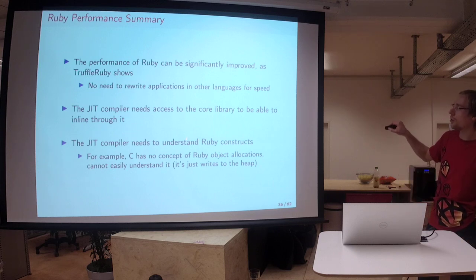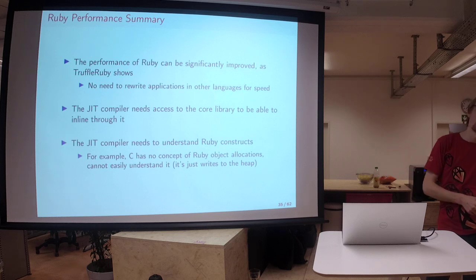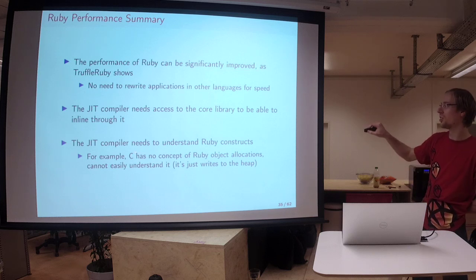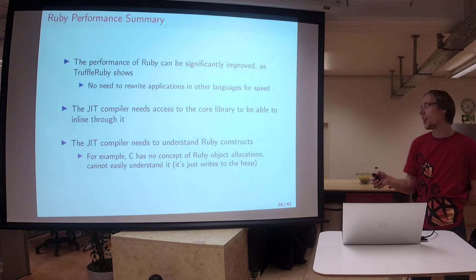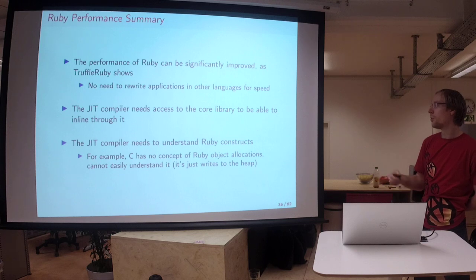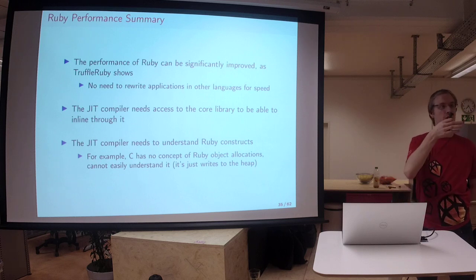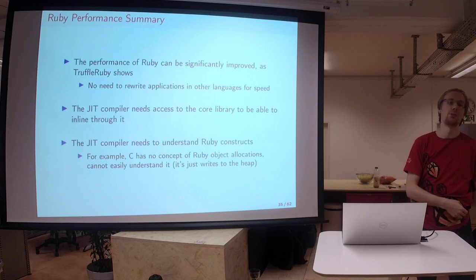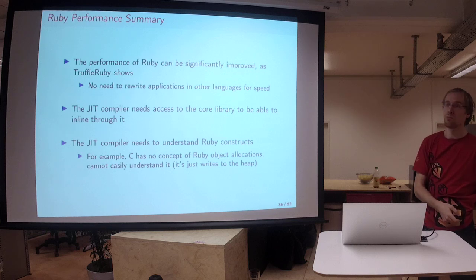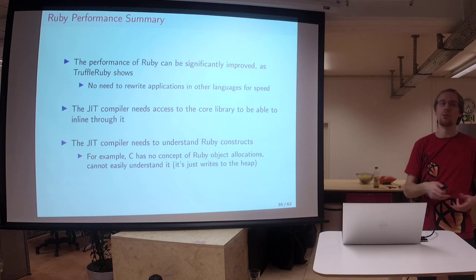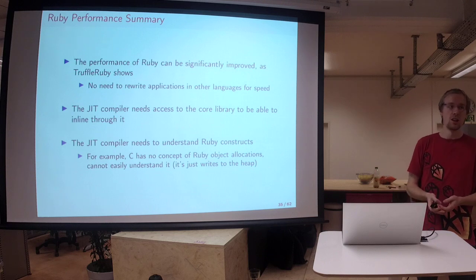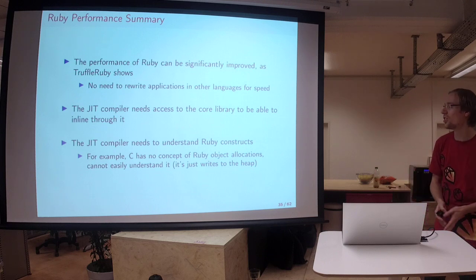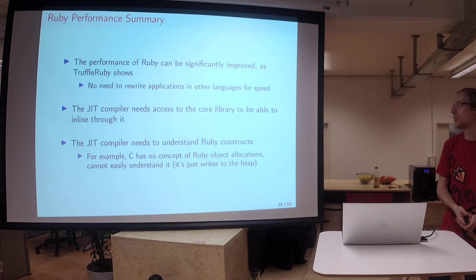And it also has to understand Ruby constructs. So for MJIT, it's a bit more complicated because, for instance, in C, there is no concept of an object allocation. There's no object. Because in MRI, an object allocation is just bump a pointer and write to memory. But the C compiler doesn't know that, oh, maybe nobody will read from this from another thread or something. It just cannot assume that.